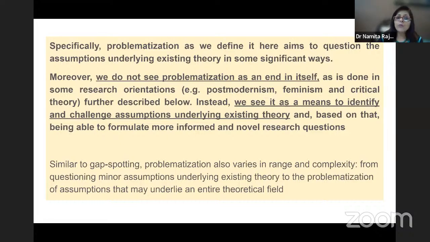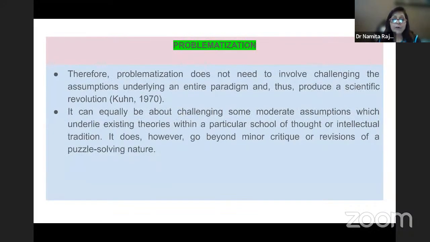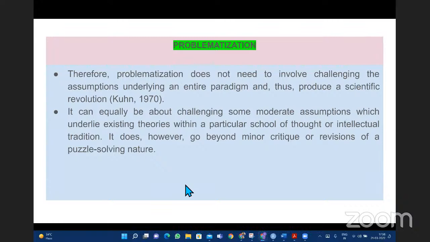Although problematization and gap spotting vary in range, in complexity, and in the assumptions involved, you should be able to underline the theoretical field and the way forward. Problematization does not need to involve challenging the assumptions underlying an entire paradigm and thus producing a revolution. It could be moderate assumptions also. So try to be moderate in your approach.